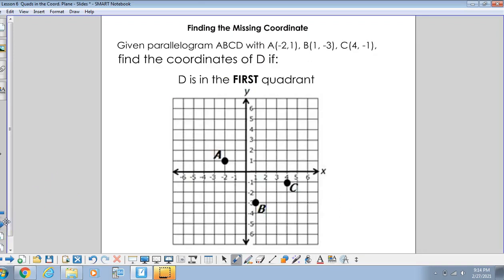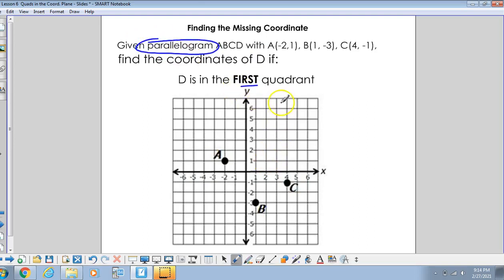Okay, now let's talk about finding the missing coordinate. Given parallelogram ABCD, we've got the coordinates for A at (-2, 1), B at (1, -3), and C at (4, -1). Find the coordinates of D. That would make it a parallelogram if D is in the first quadrant.